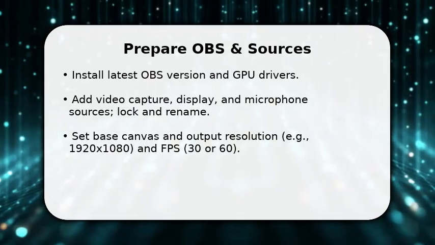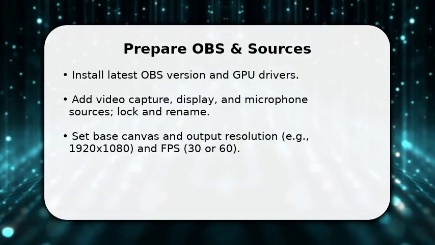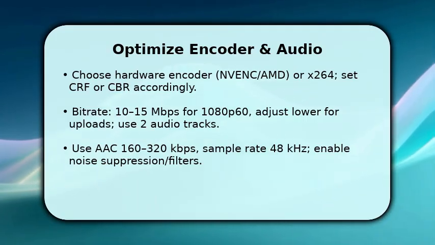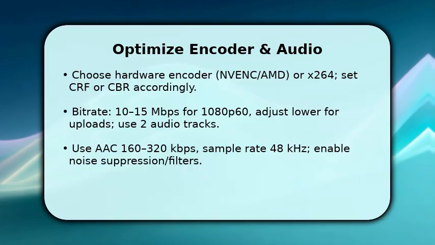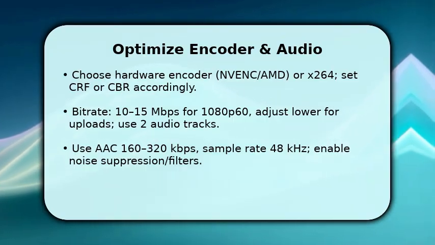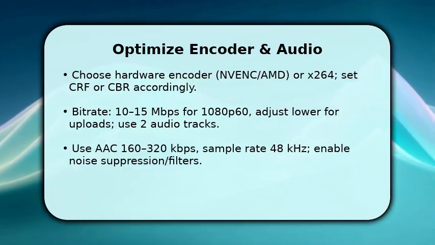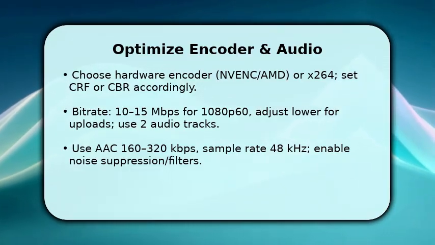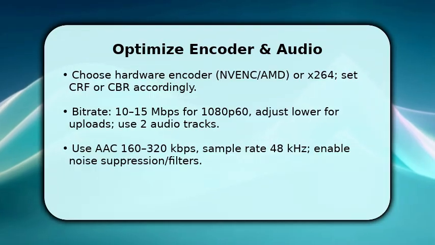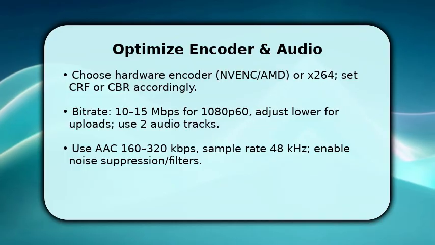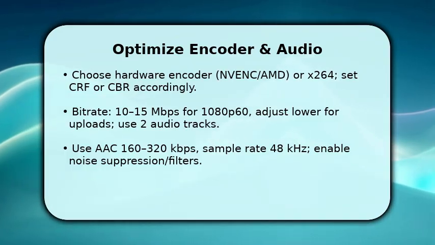In output, pick a hardware encoder like NVENC if available, otherwise X264. Use CBR for streaming or CRF/CBR presets for recordings. For 1080p 60 aim for roughly 10 to 15 Mbps, reduce bitrate for smaller targets. Once done, configure audio: AAC at 160 to 320 kbps and 48 kHz. Route separate tracks to finish.